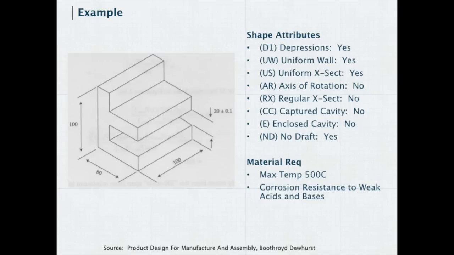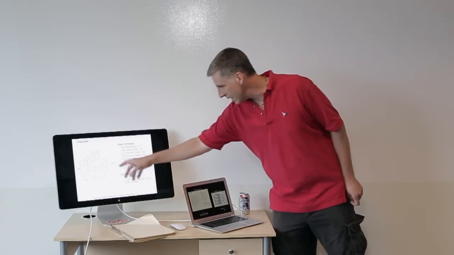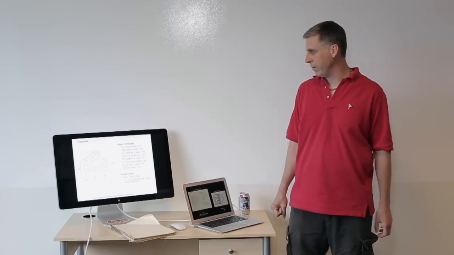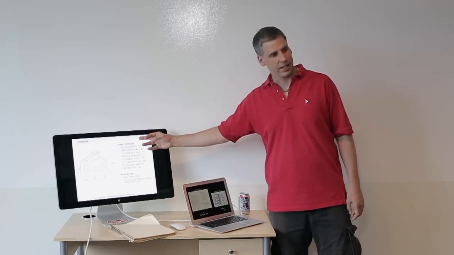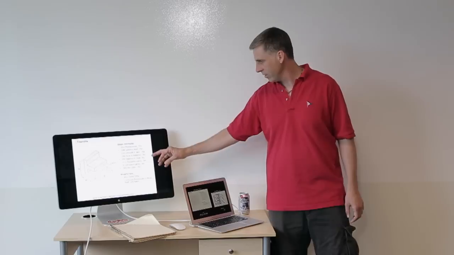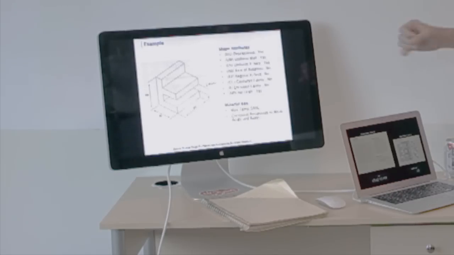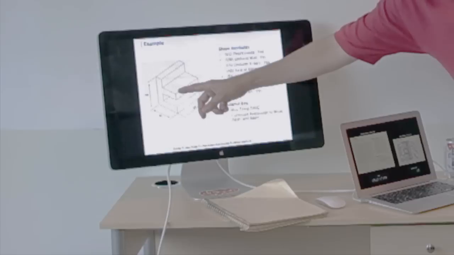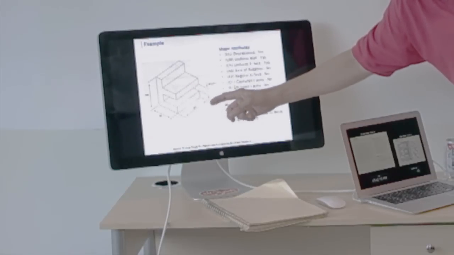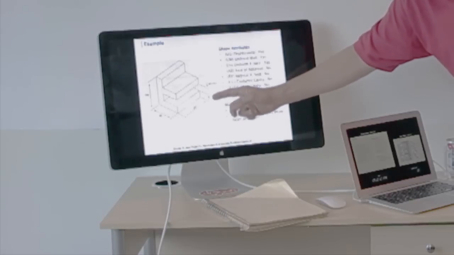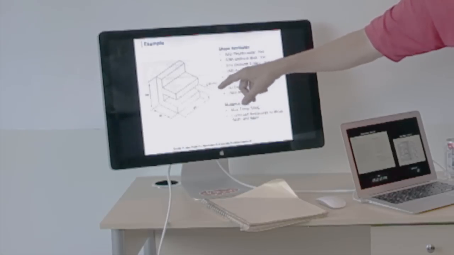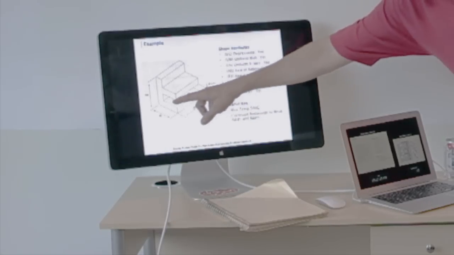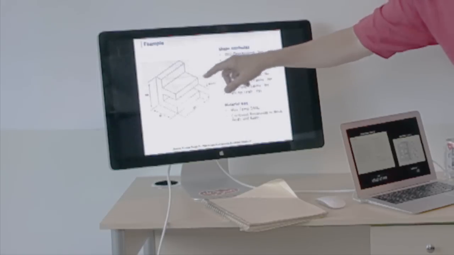So let's just run through an example here. We've got a generic, pretty simple piece here, and we've assigned a couple of different shape characteristics. So depressions are basically this groove in here, or you could think of them as grooves. Uniform wall thickness means that it's 20 of whatever units this is all the way around. So it does have a groove, the depression. It does have uniform walls.